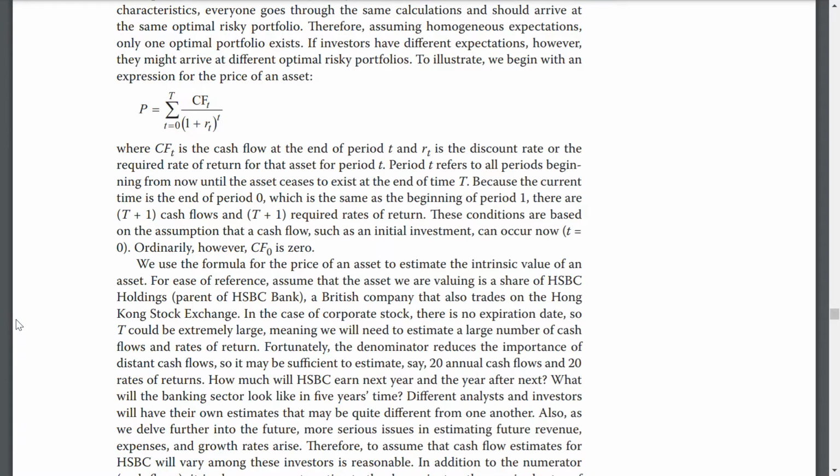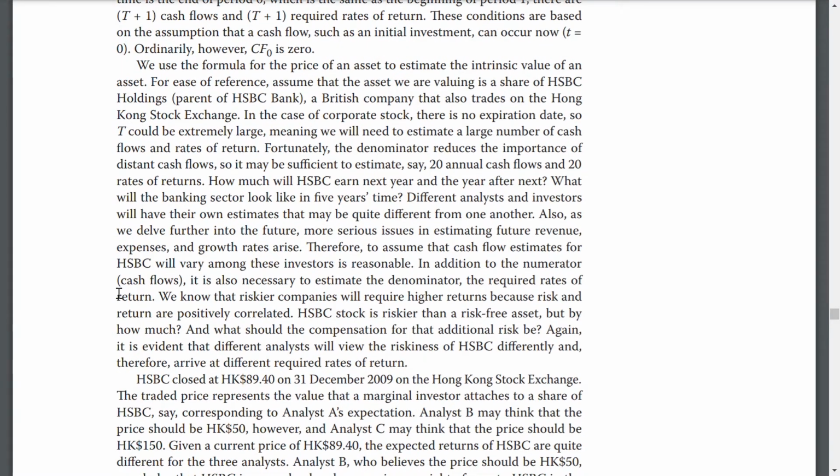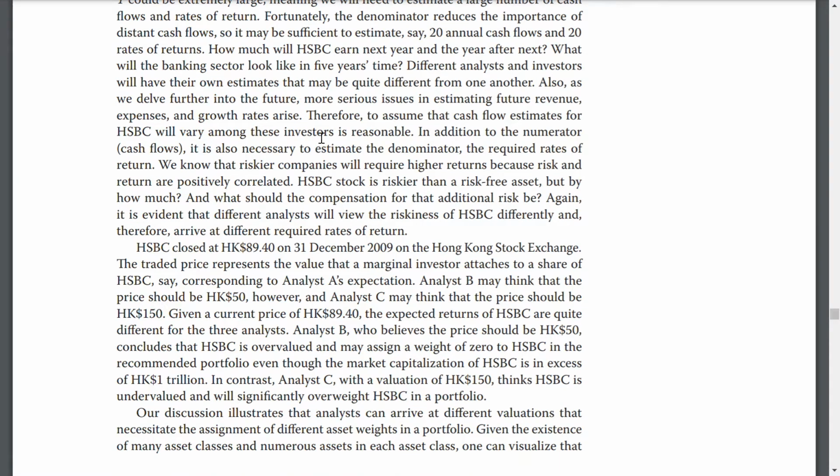Fortunately, the denominator reduces the importance of distant cash flows, so it may be sufficient to estimate, say, 20 annual cash flows and 20 rates of return. How much will HSBC earn next year and the next year after? What will the bank sector look like in 5 years' time? Different analysts and investors will have their own estimates that may be quite different from one another.